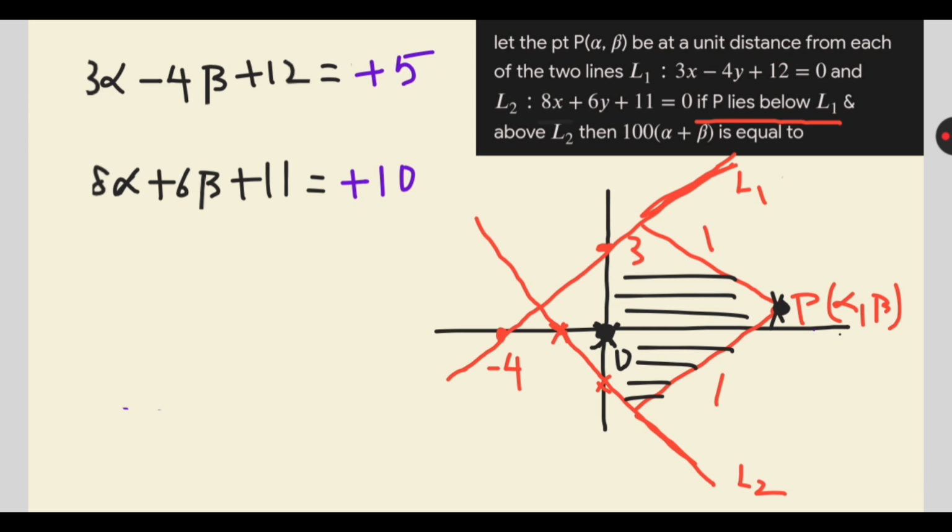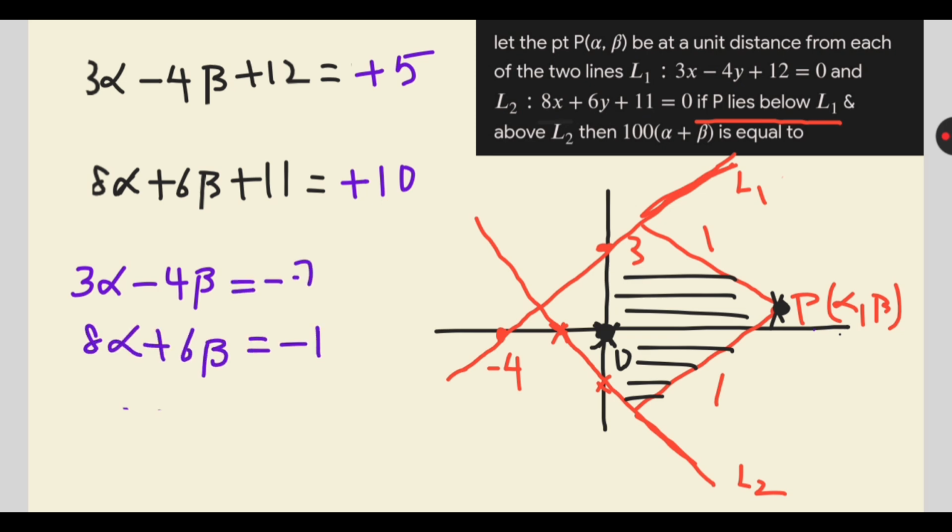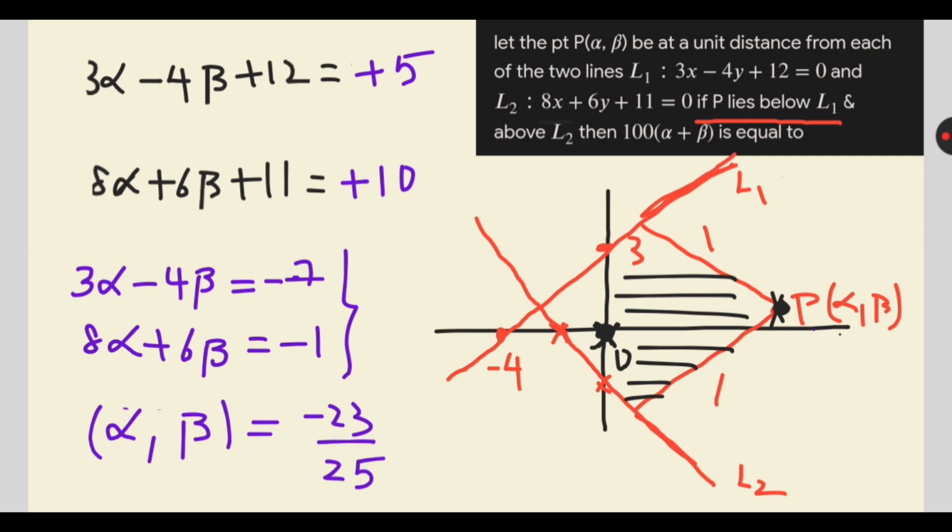Just simplify this. 3 alpha minus 4 beta plus 12 equal to plus 5. So from there we can write 3 alpha minus 4 beta equal to minus 7. 8 alpha plus 6 beta equal to minus 1. So after simplifying these two linear equations, we are going to get the alpha value minus 23 over 25, and the beta value is 53 over 50. So now we know the alpha and beta values.